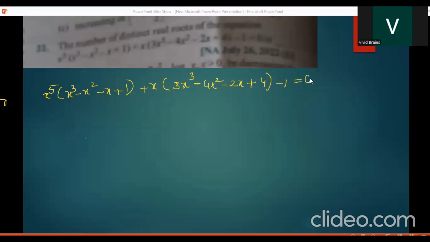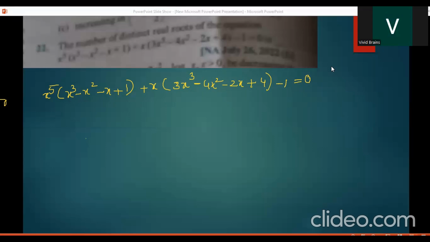x^5 into (x^3 - x^2 - x + 1) plus x into (3x^3 - 4x^2 - 2x + 4) minus 1 is equal to 0. Okay, this is our equation. We have to find the distinct real roots of this whole equation.